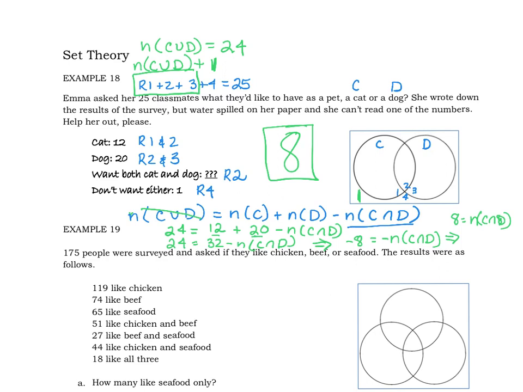Okay, probably a good idea to check it out and make sure we're right. So if this is 8, then cats, 12 minus 8 is 4. Dogs, 20 minus 8 is 12. See, does this all add up to be 25? So 12 plus 8 plus 4 plus 1 is 25? Yes.